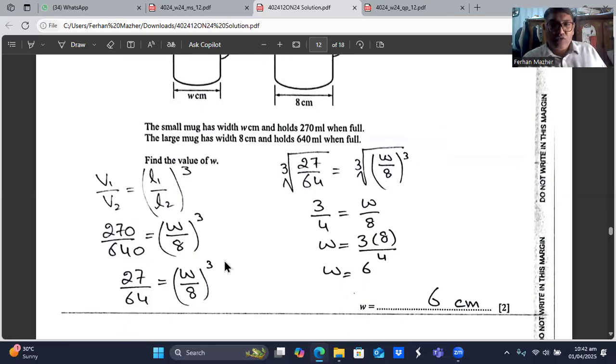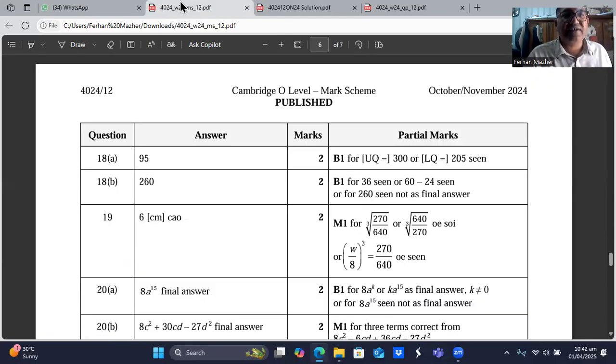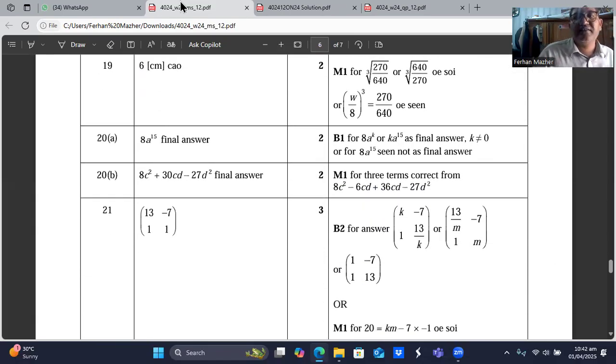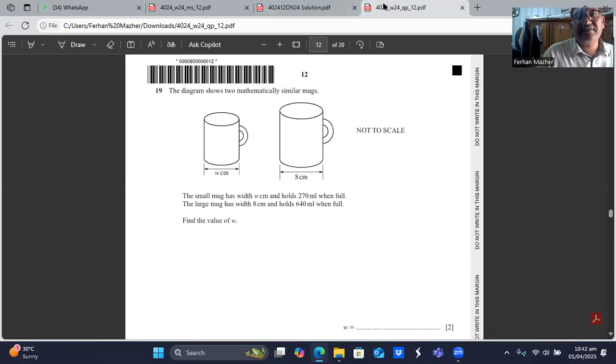I will take the third root on both the sides. So you will have third root on this side, third root on this side. So third root of 27 is 3, third root of 64 is 4. And this 3 and this third root will be cancelled. W by 8, cross multiply. W is equal to 3 into 8 divided by 4. And you will get 6. So the width of the smaller mug is 6 centimeter. Let's check. So the width of the smaller mug is 6 centimeter, and our answer is right, sir.